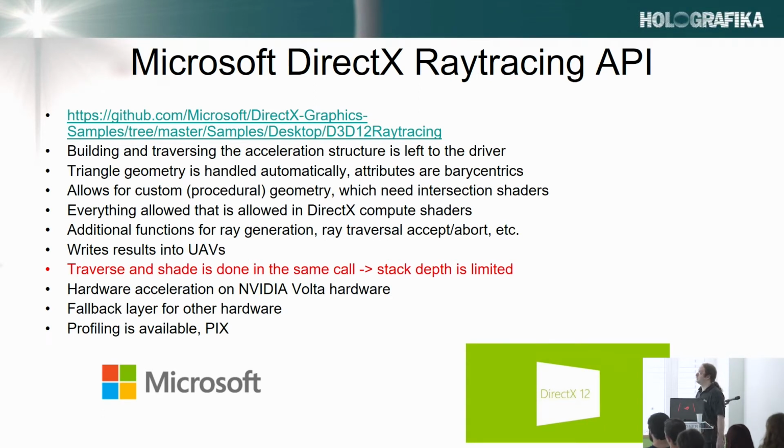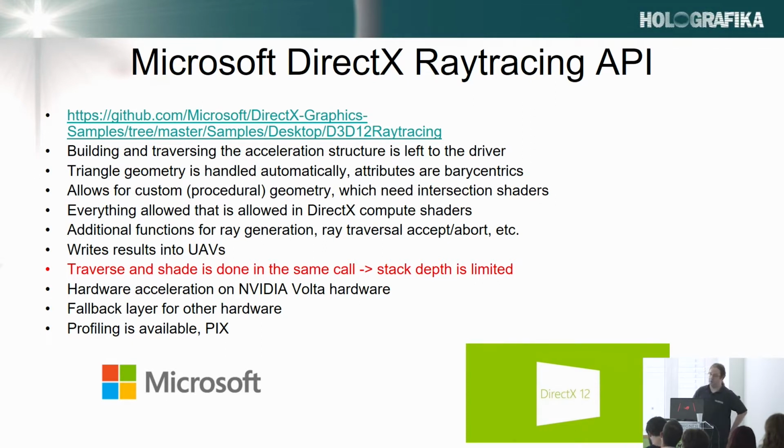There is a new API called the Microsoft DirectX Raytracing API, where the building and traversing of the acceleration structure is left to the driver. This is very important, so future hardware acceleration can be built in seamlessly. Triangle geometry is handled automatically. This is also very important, so you are not able to do your own ray-triangle intersection and AABB generation for your mesh. The attributes are very centric here, but it also allows for custom procedural geometry, but this will need intersection shaders. Everything is allowed that is allowed in DirectX compute shaders.